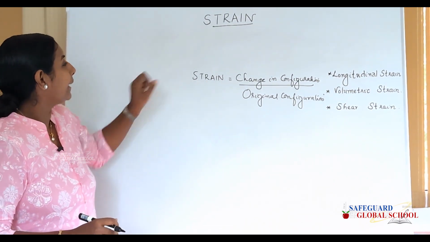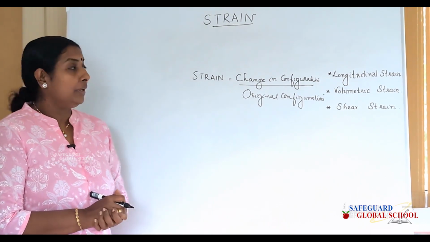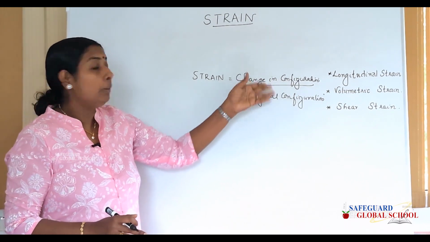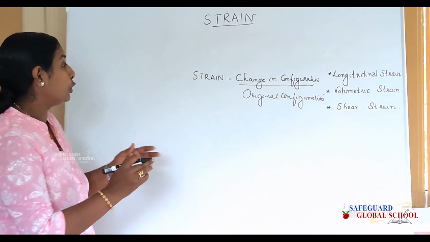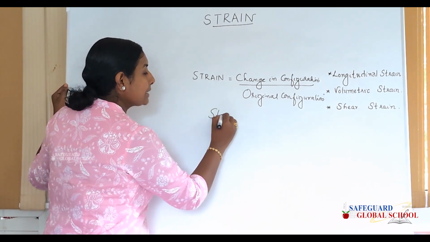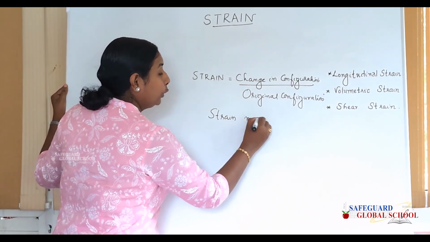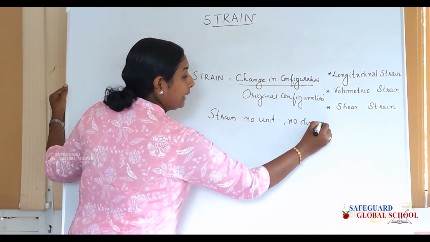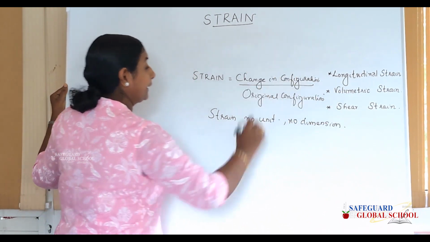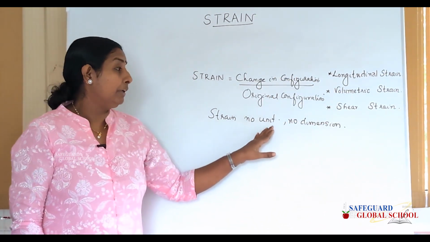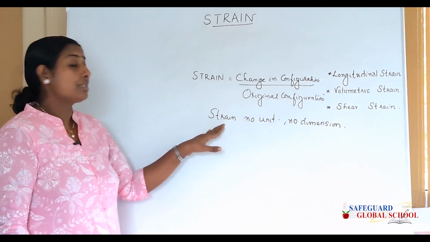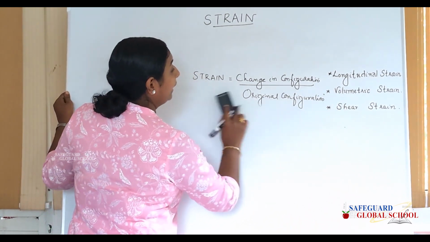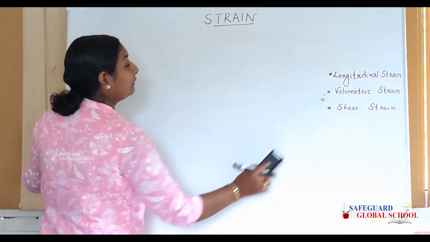So can you guess what is the unit of strain? If a change in length is there, here there is original length, so what will happen? There will be no unit for strain. You have to note the point that strain is having no unit, no dimension. So a question can be asked to you. Can you give an example of a physical quantity which is having no unit and no dimension? That is strain.